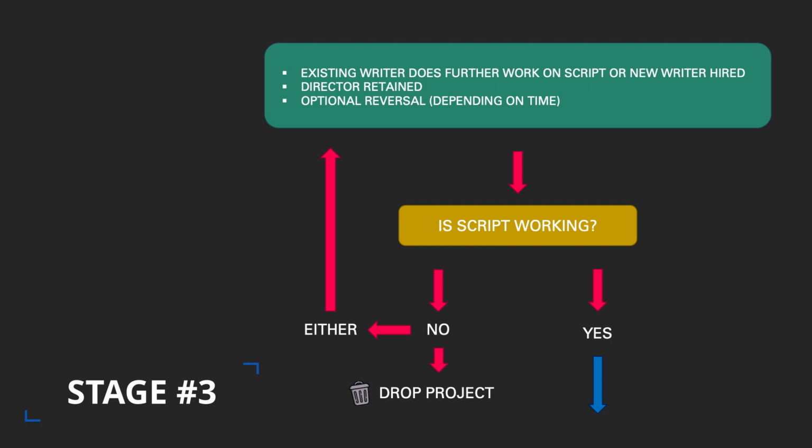In stage 3, creative elements start to be attached to the project in addition to the writer. Usually, the first and key creative element is the director, whose creative vision for the project needs to be incorporated into the script. However, in some circumstances, a key star cast member might come on board before the director.